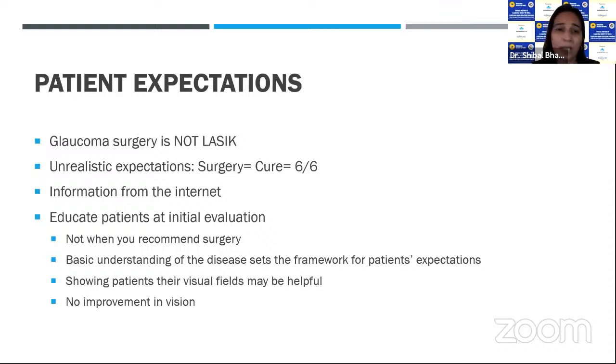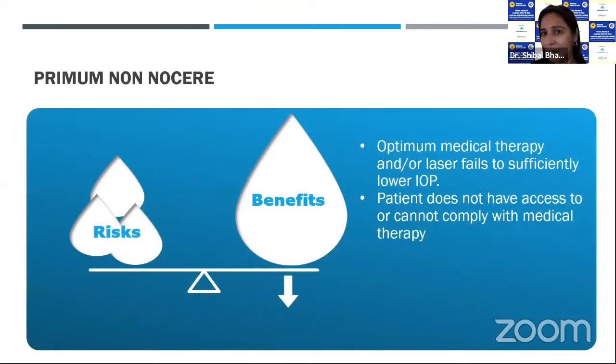Lots of information comes from the internet. Everyone will come to you and say, laser kar dijiye aankh mein meri. And then you have to be in a position to explain to your patient that that's really not going to happen. And you must also educate your patients at initial evaluation and not just when you are going to do the surgery. Basic understanding of the disease will set the framework for patients' expectations. Showing them their visual fields and explaining to them how little they have left can be very critical. And you have to emphasize that this is not going to improve their vision in any way at all.